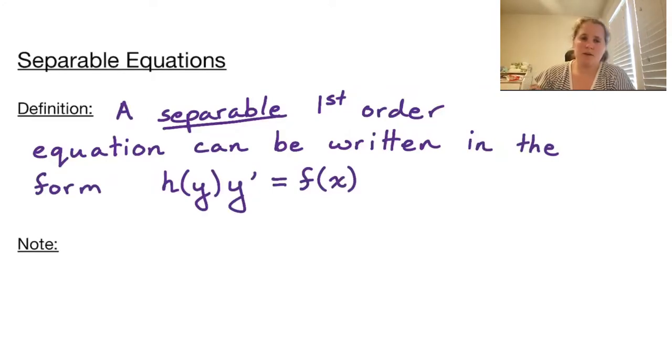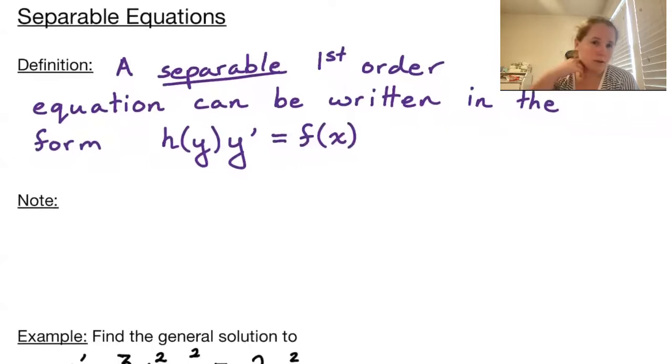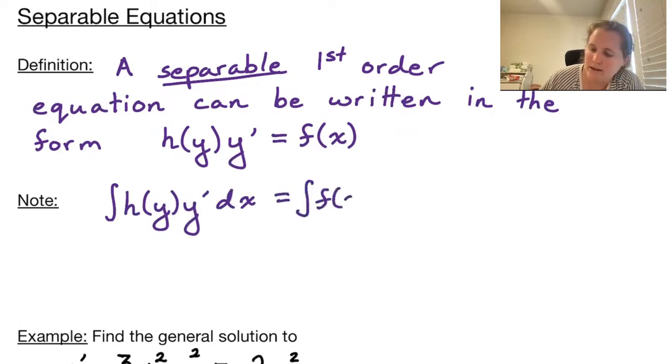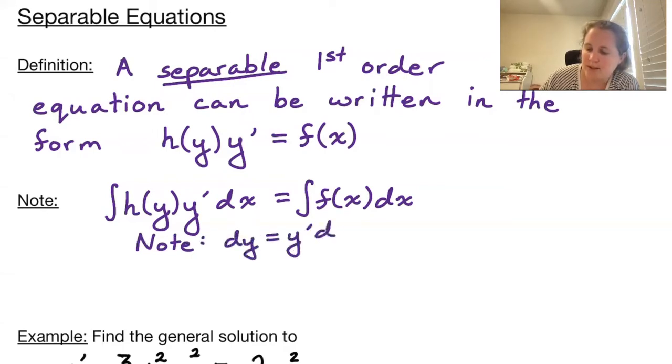So just a quick note, if it is in this form, then u-substitution applies, or the chain rule applies essentially. So note, if we take the integral of h of y prime dx, this should be equal to the integral of f of x dx. And then we could apply u-substitution essentially, right? So note that dy would be y prime times dx.